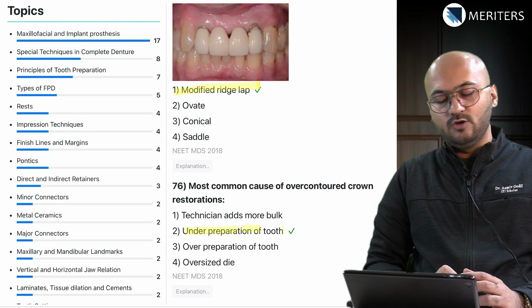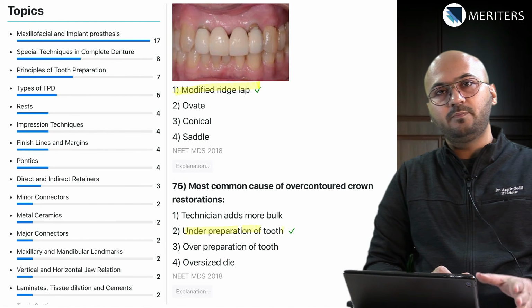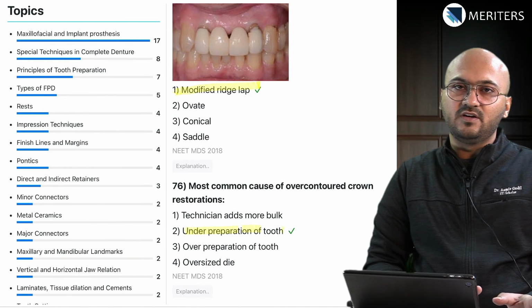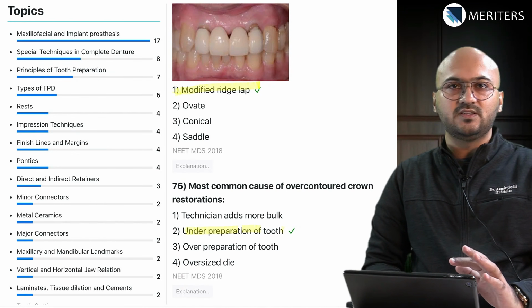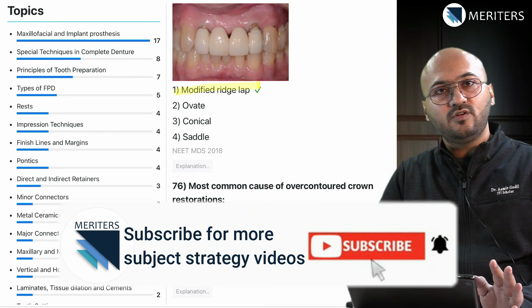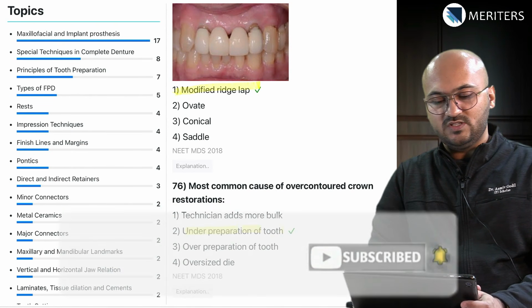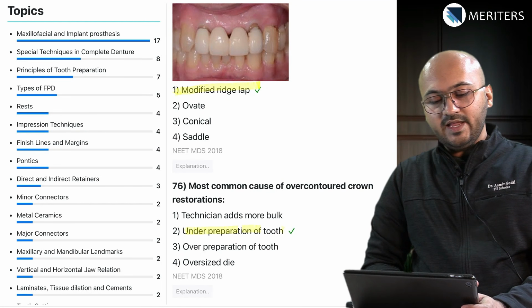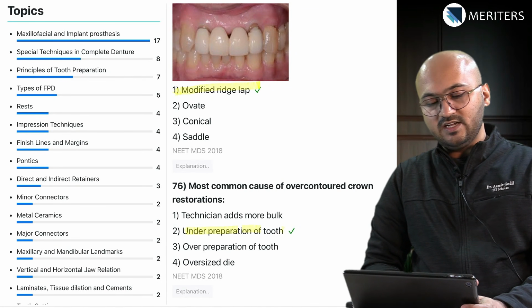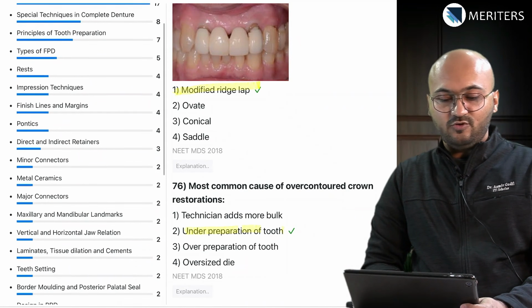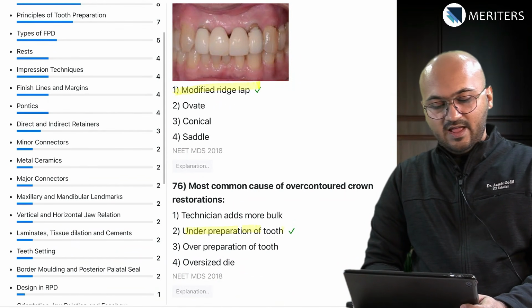Watch videos, look at all the data that's there, cover implants in perio and prostho both. The surgical aspect is covered in perio, the prosthetic aspect is in prostho. So make sure that you are well versed with implants and maxillofacial restorations, prosthesis. Then as you look forward, special considerations in complete denture and principles of tooth preparation are most important, and less important are very factual questions.